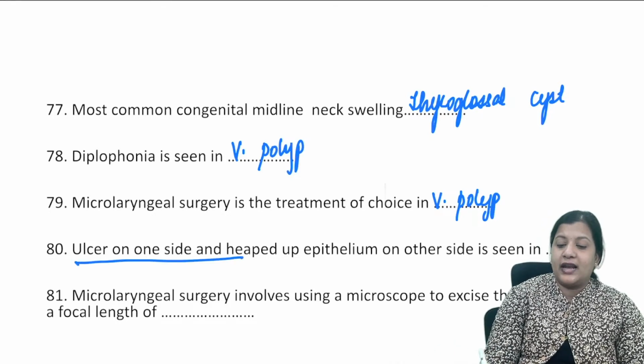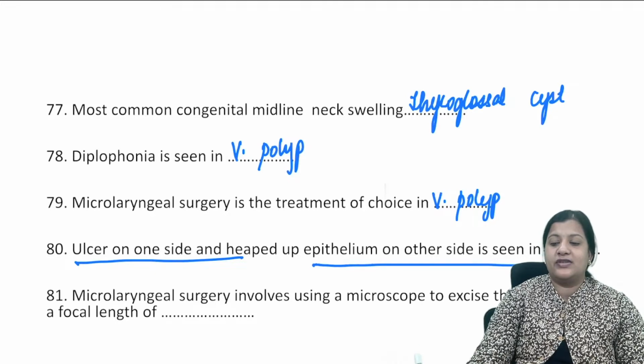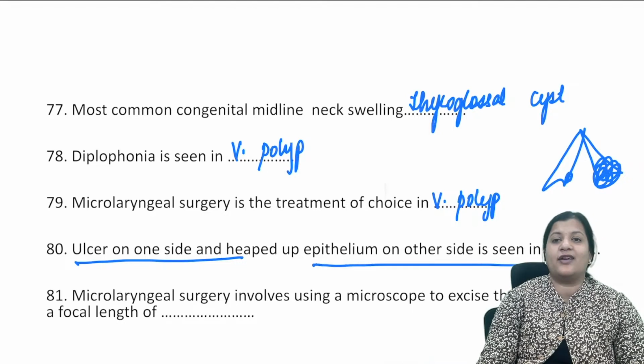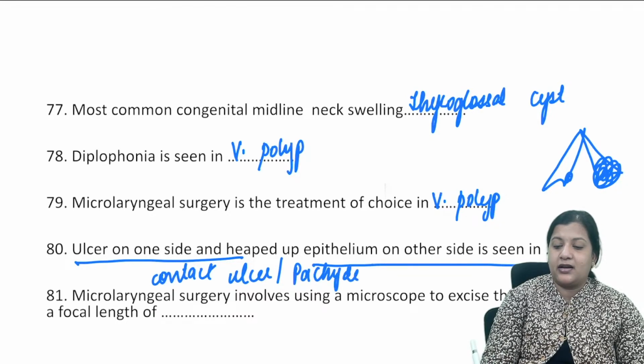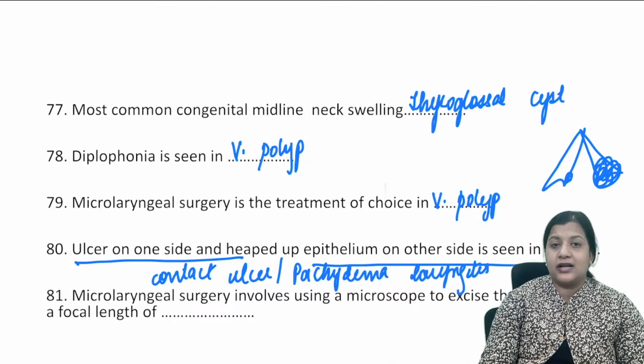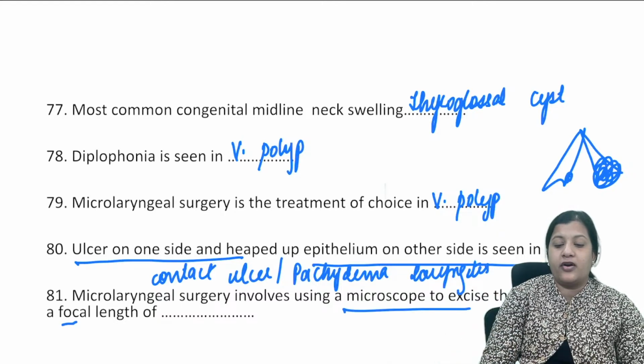Ulcer on one side and heaped up epithelium on another side is seen in which condition? You see that there is an ulcer on one side, there is heaped up epithelium on the other side. What is that condition called? It is called contact ulcer, also called pachyderma laryngitis. Now, microlaryngeal surgery is a surgery where we use a microscope to remove the lesions on the vocal cord. It uses a focal length of how much?